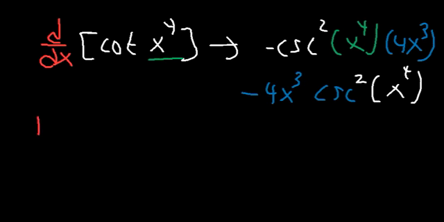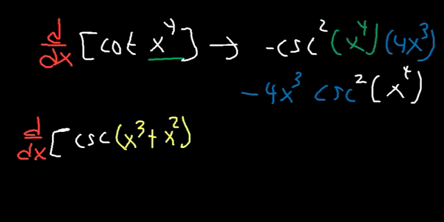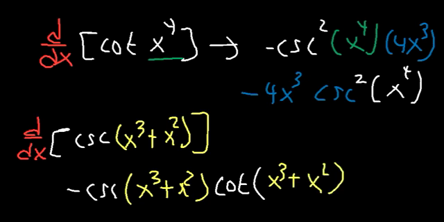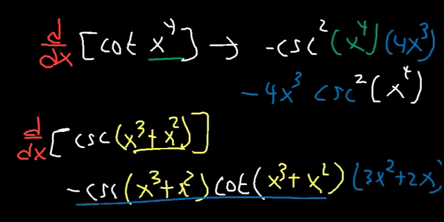Last one. Let's say if you wish to differentiate cosecant of x cubed plus x squared. So the derivative of cosecant is negative cosecant, keep the angle the same, times cotangent. And the angle still has to remain the same. Next, differentiate the angle. The derivative of x cubed plus x squared is 3x squared plus 2x. And it's multiplied to this, whatever that term is.